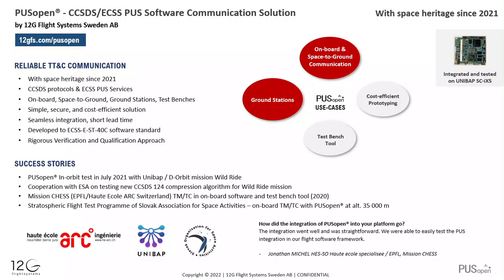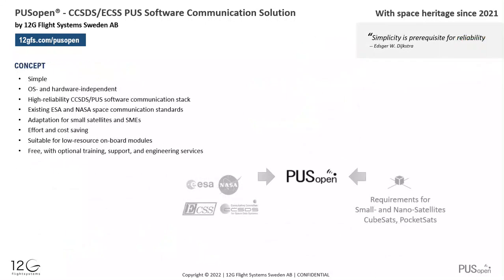PUSopen was generating housekeeping telemetry, and CCSDS 124 was used to compress that housekeeping telemetry and then decompress it on the ground. The project started with the idea of picking parts of the existing space communication standards from ESA and NASA and combining them into a single solution that would fit the small-size market.